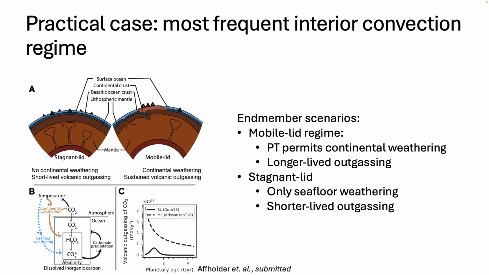So that's for the weathering parts. We still assume in our view that there is seafloor weathering happening on the stagnant lid planets, because weathering of basalts can still participate to some extent in the carbon cycle. And we also assume different scenarios of volcanic outgassing, where the mobile lid planet would have sustained volcanic outgassing over a long period of time, whereas stagnant lid planets would have only a lot of volcanic outgassing early on in their geological history.